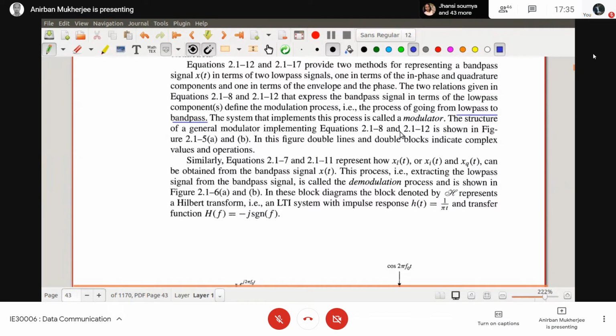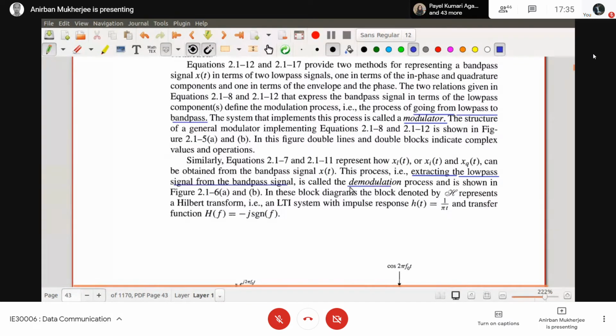That is the system that implements this process. This is called a modulator. Similarly, the process of extracting the low pass signal from the band pass signal is called demodulation.